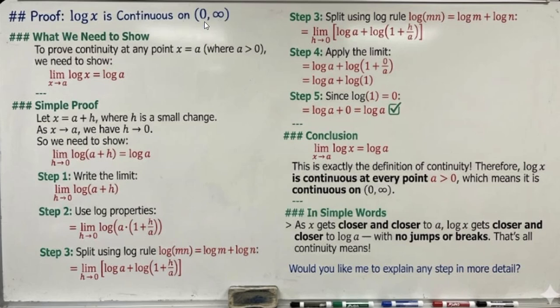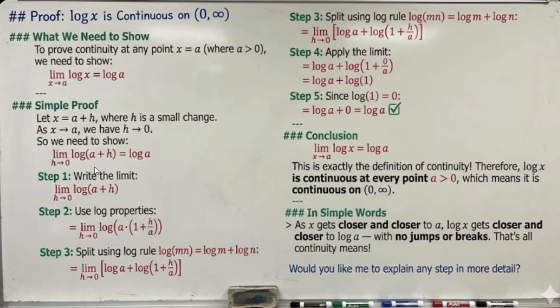We say that it is always continuous in that interval. See here: we need to prove that the limit of f of x as x tends to a is equal to log a, where a is greater than 0, so that the function is continuous. Simply take x tends to a, meaning x is equal to a plus h, where h tends to 0. Then the limit of log x as x tends to a becomes the limit of log of a plus h as h tends to 0. We need to show it equals log a.